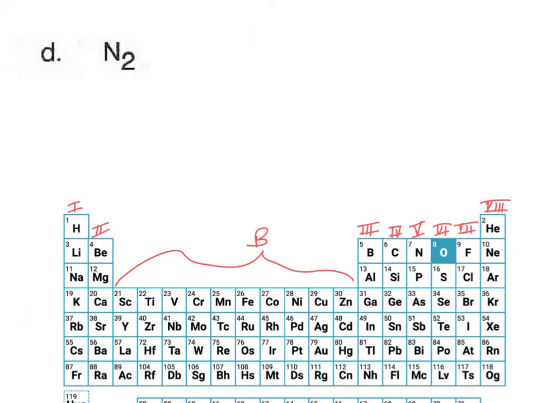So I'm going to have you try nitrogen. Go ahead and pause the video. Okay, let's start with how many valence electrons does each nitrogen have? Well, they each have 5, so we'll put our 5 down. That means we have a total of 10 valence electrons to work with.